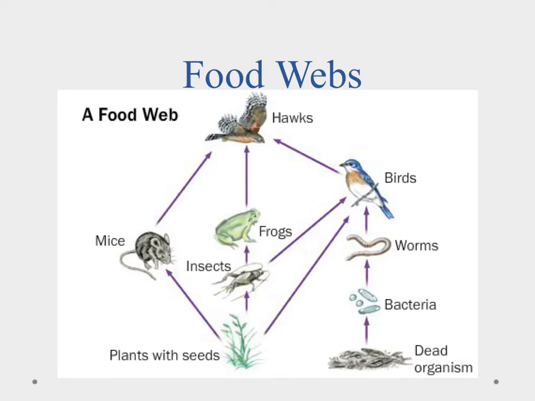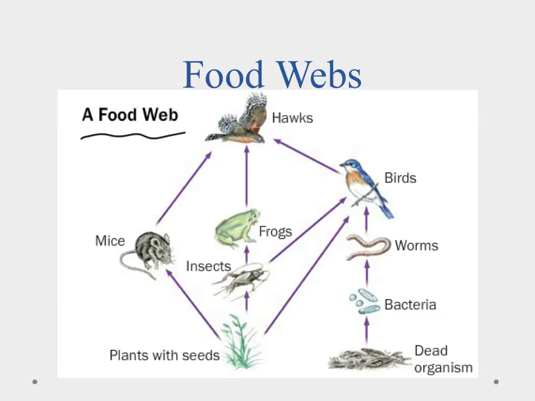Now, nature doesn't work in straight lines very often, so the food chains are nice because it gives us a small picture that we can trace. But in reality, most of what we're going to see is what we see here as a food web. And our food web is going to take our food chain.